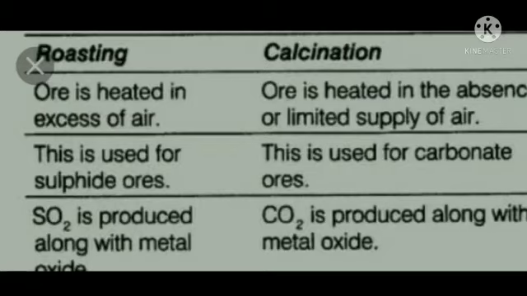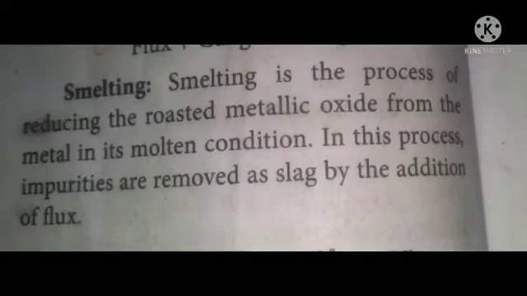What is smelting? The introduction part we studied, isn't it? Smelting is a process of reducing the roasted metallic oxide to the metal in its molten condition. So now the ore is what? We have done roasting. In roasting we get metallic oxide, and everything else is removed in the form of gases. So the roasted metallic oxide we get from roasting and calcination, and from this we have to separate the metal in its molten condition. So this process is called what? Smelting. We are going to separate iron from its oxide form. Clear? So next we are going into the smelting process, the last process, the reduction process.